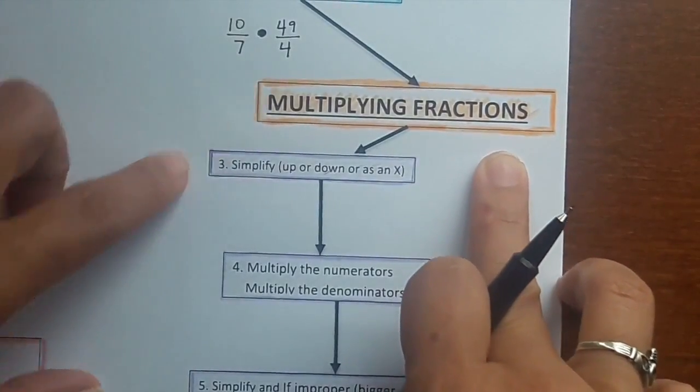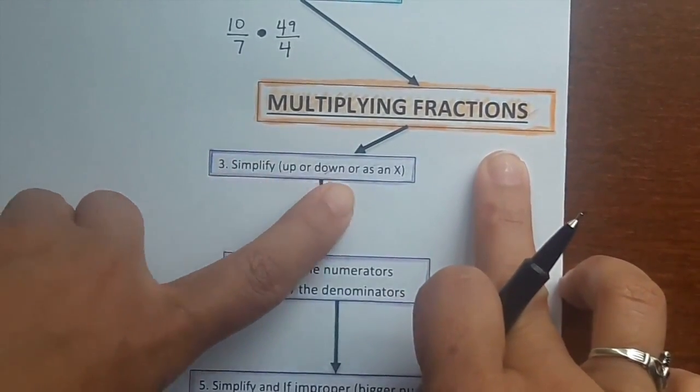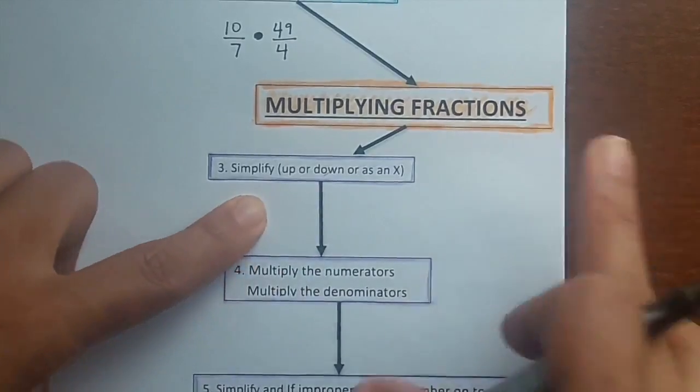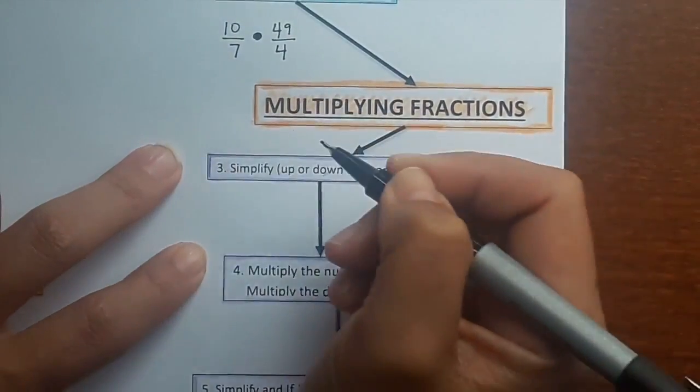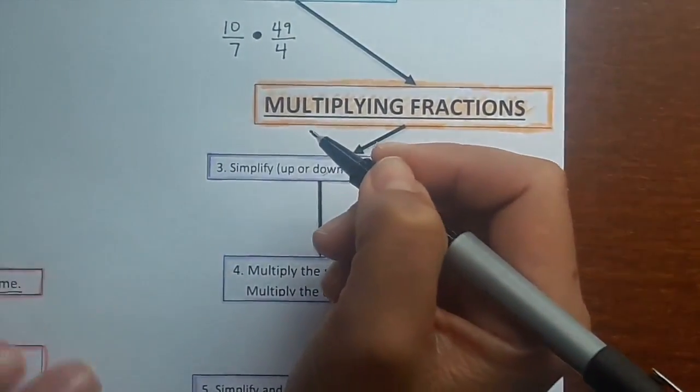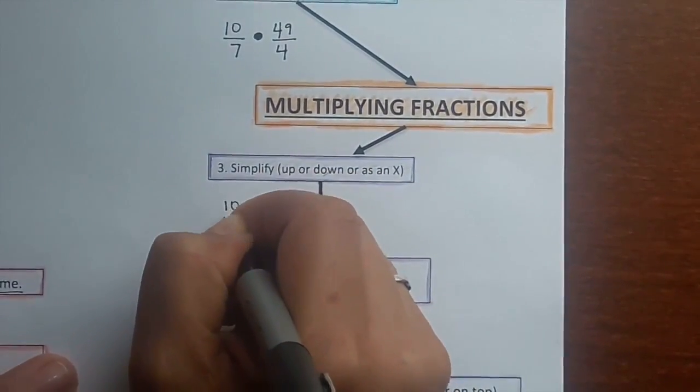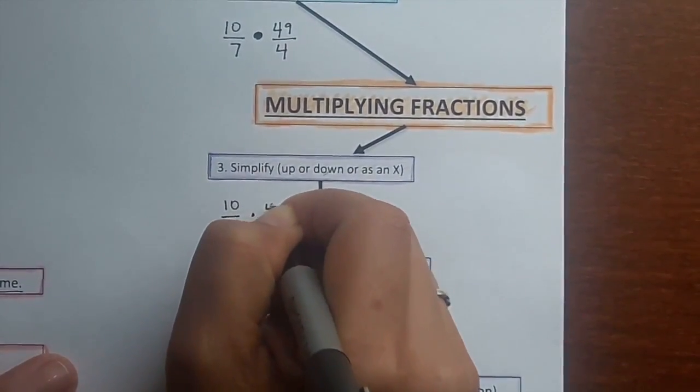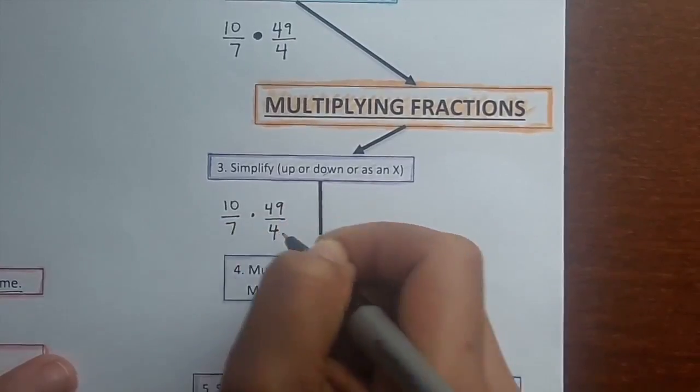Once it's multiplication, we're going to follow these steps. So you're going to simplify up or down or as an x. This is not the same as cross multiplying, it's just simplifying as an x. So I'm going to write this out again. 10 over 7 times 49 over 4. I'm going to check up and down.